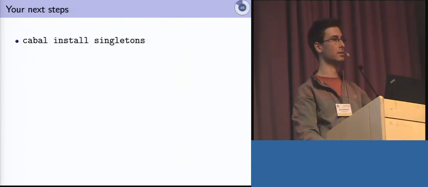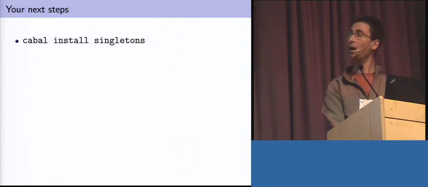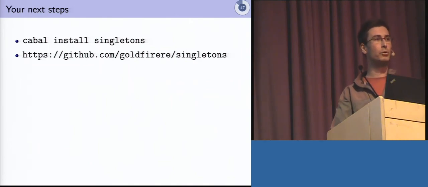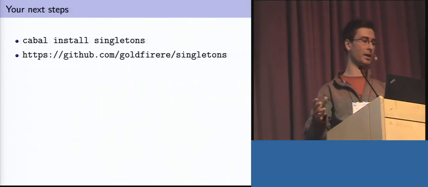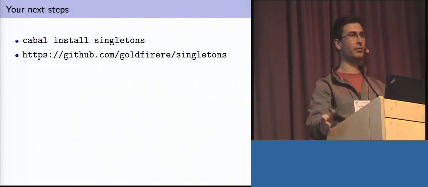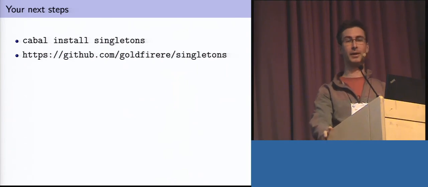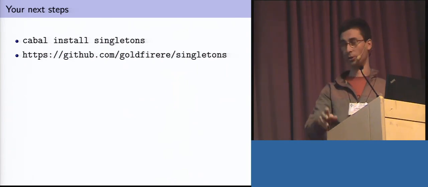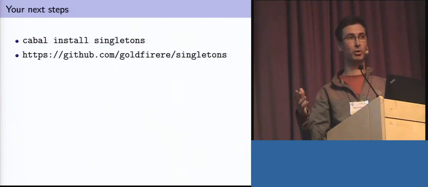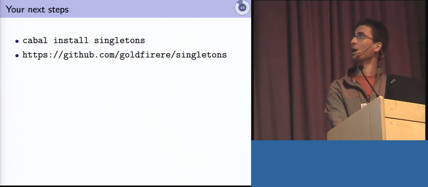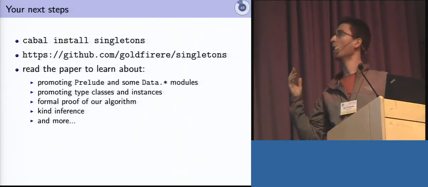So first of all, you can cabal install singletons to get the library. You can go to GitHub, you can read the documentation online, you can get involved in the source code, and if you find a way to break our library, which I don't doubt you will find a way to break it, please report it as a bug. And you can read the paper to learn more.